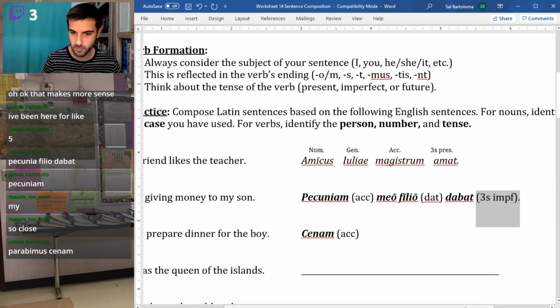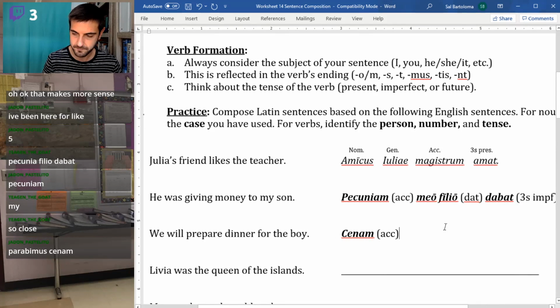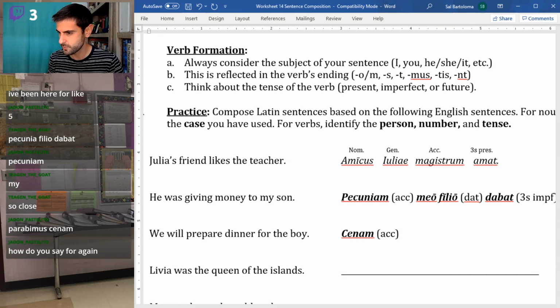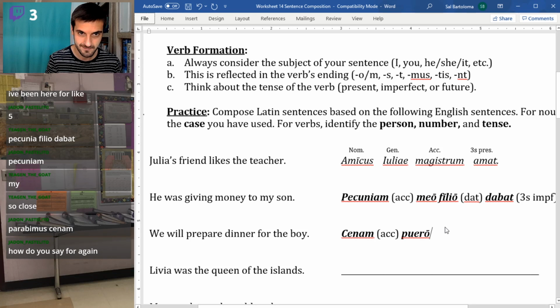I just need for the boy. So we'll throw the verb in there. How are we going to do for the boy? Boy is puero. Well, I just gave you the answer. Puero. Right, what case do I need to make him?